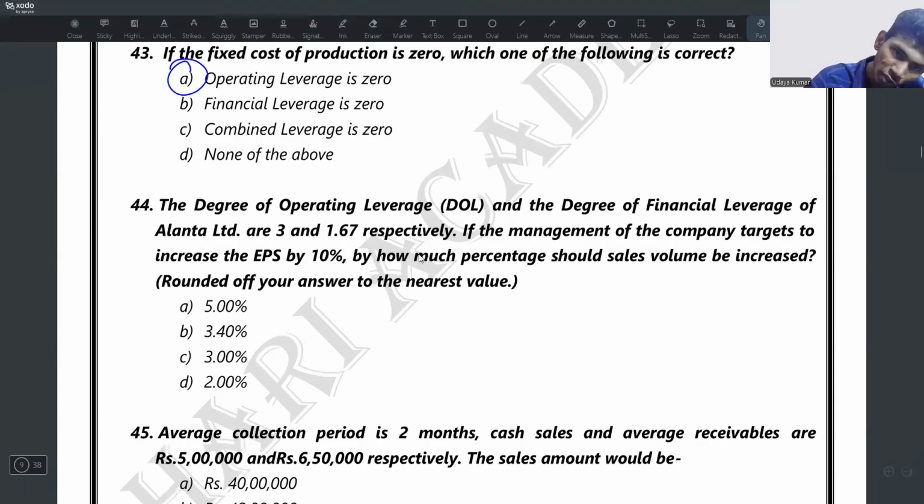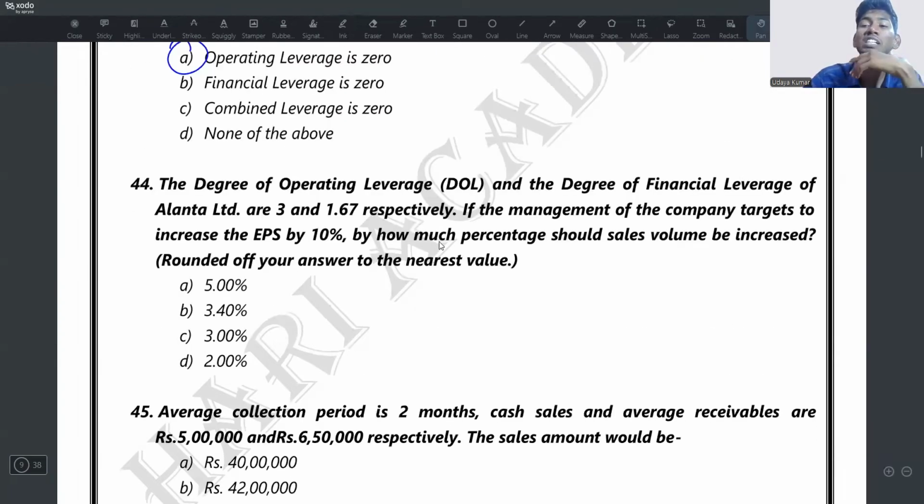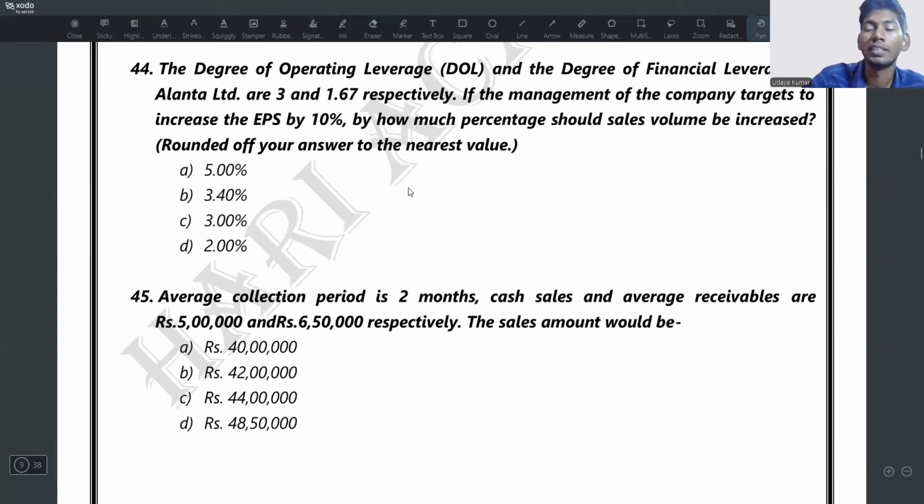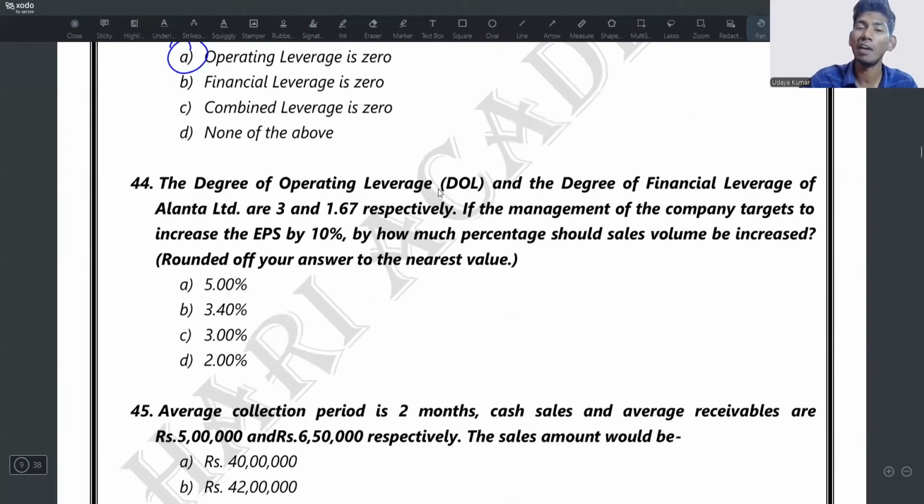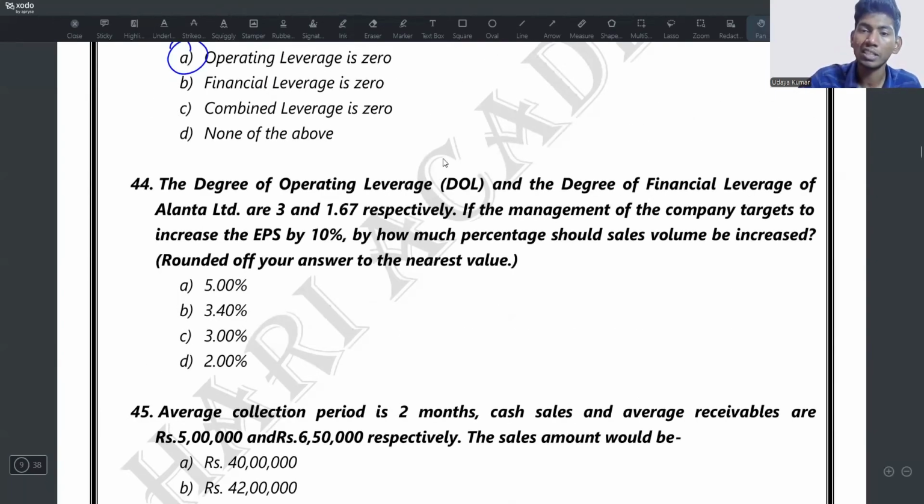So moving to question number 44. The degree of operating leverage and the degree of financial leverage of Atlanta Limited are 3 and 1.6 respectively. If the management of the company targets to increase the EPS by 10%, by how much percentage should sales volume be increased? He is saying to round off your answer to the nearest value. So they have given the operating leverage and financial leverage, and the company targets to increase the EPS by 10%. Now they are asking to calculate how much percentage sales volume should be increased.